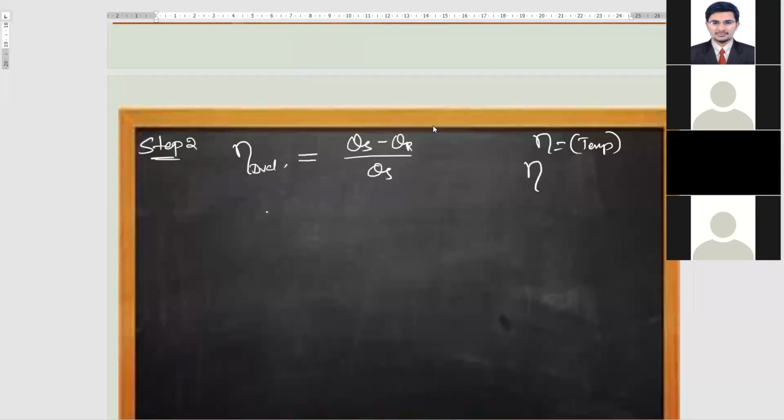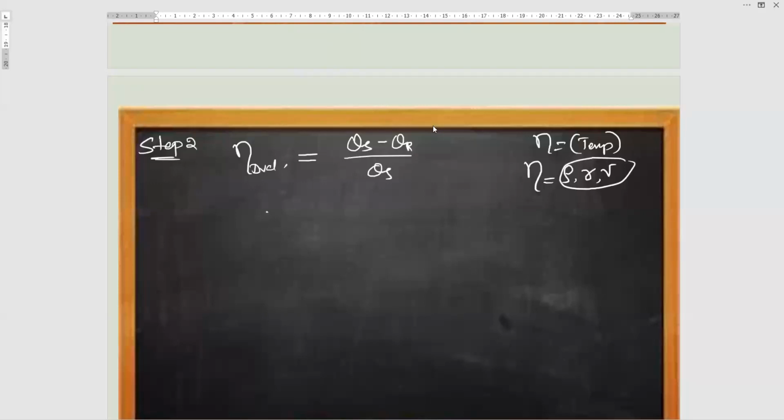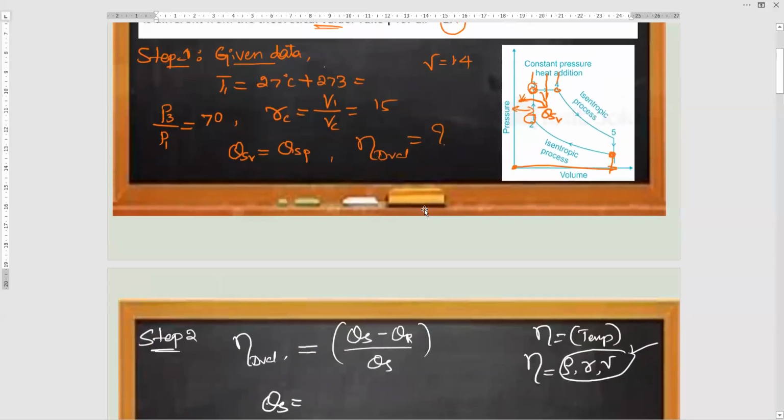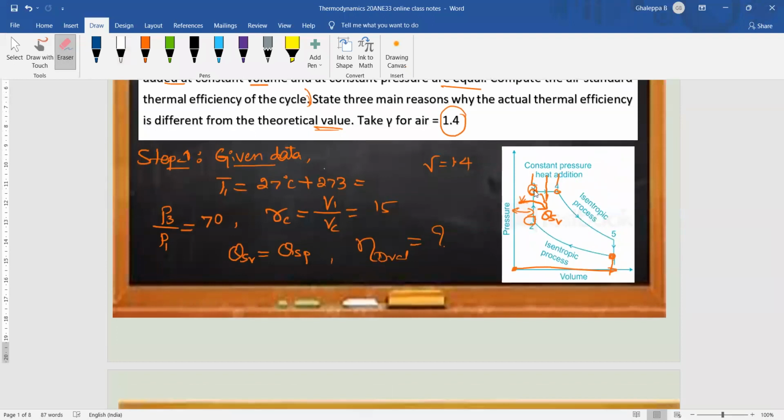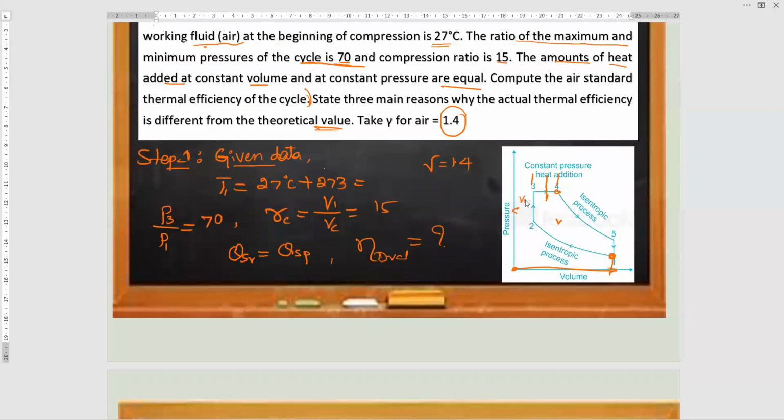One more equation, as we discussed in the previous class: efficiency in terms of cutoff ratio, compression ratio, and gamma. That is a big equation that we have solved in the previous classes. So instead of using this equation, let me try using these three terms. So first I will write the formula for Qs. Qs is nothing but heat supplied at constant pressure and constant volume. So there are two types of heat additions, as you see on the board here. Let me remove this so that you can understand better.